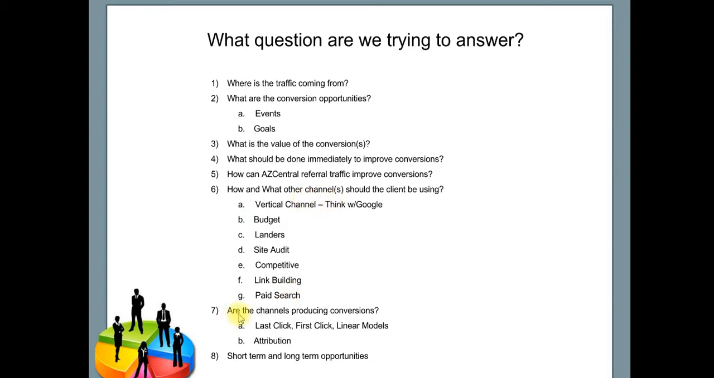Number 7 is, are the channels producing the conversions? So we're going to look at last click attribution, first click attribution, and linear attribution models. And then number 8 would be short-term and long-term opportunities. What are those short-term, long-term opportunities? And that's how we'll build out the reports for these select Tag Manager running clients. And we'll get into that next time.